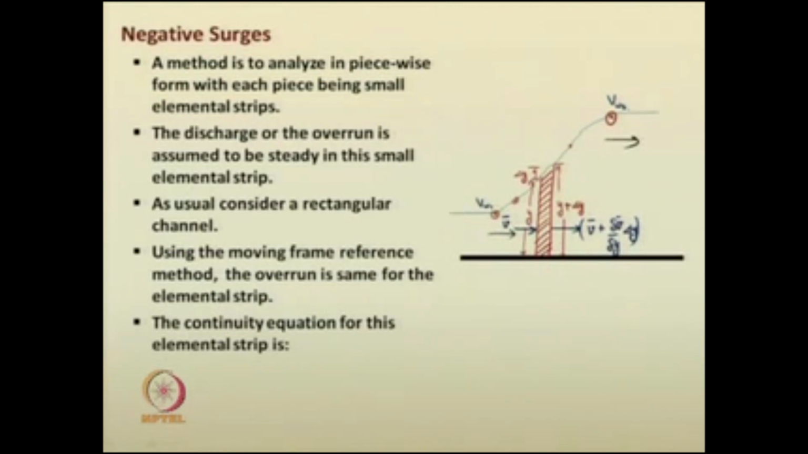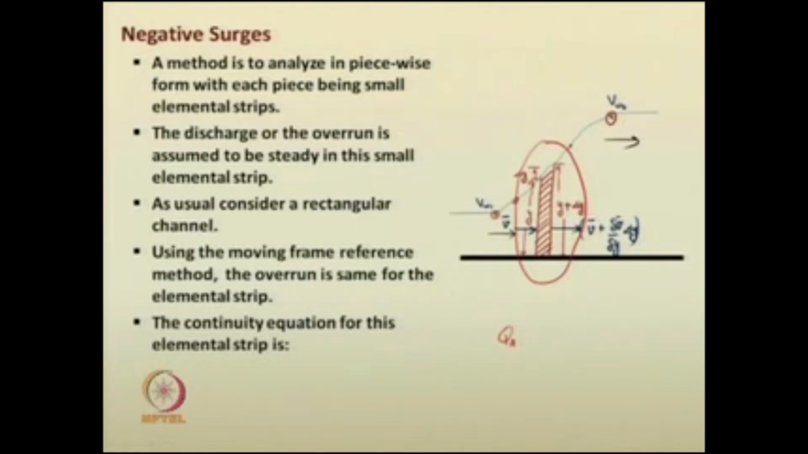So, the discharge, if we take this small elemental strip, the discharge of the overrun is now assumed to be steady in this small elemental strip. We are considering the same rectangular channel for our analysis, using the moving frame reference method. As you know, in the moving frame reference method, you have already studied the overrun or discharge QR. So, the overrun from this elemental strip will be constant.